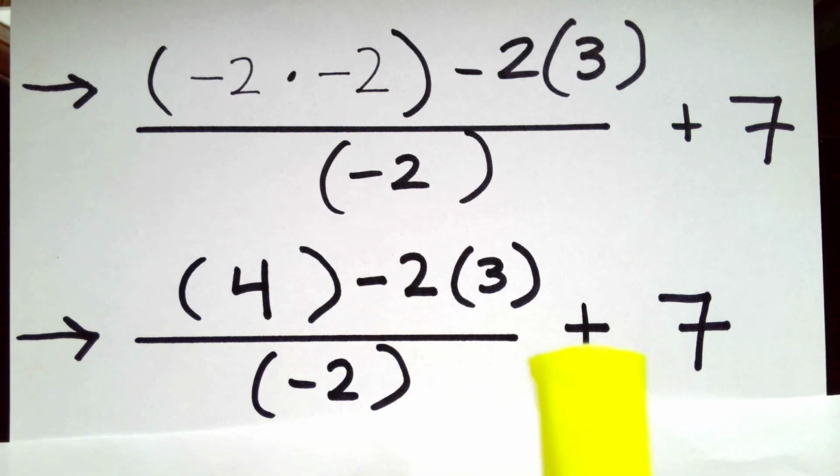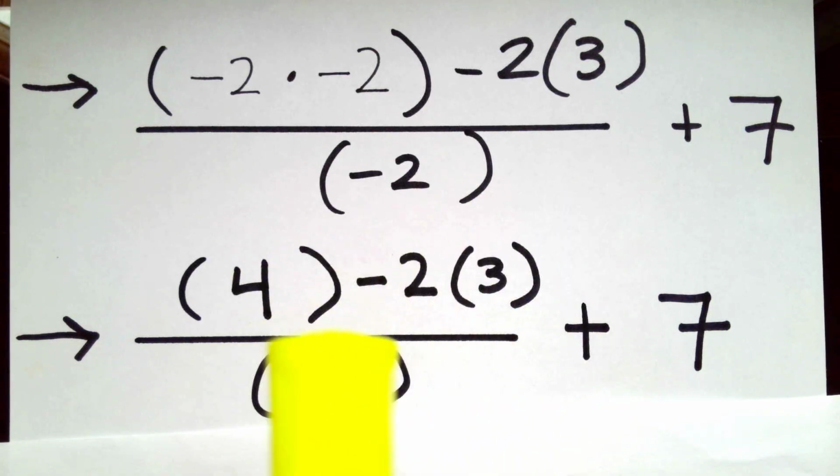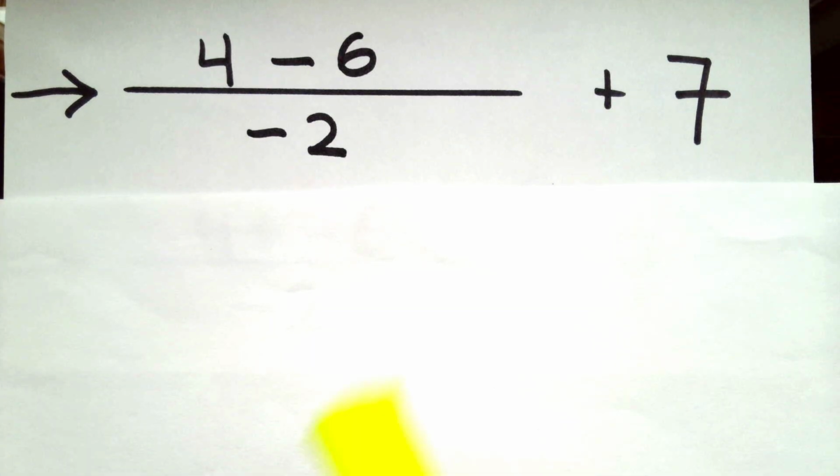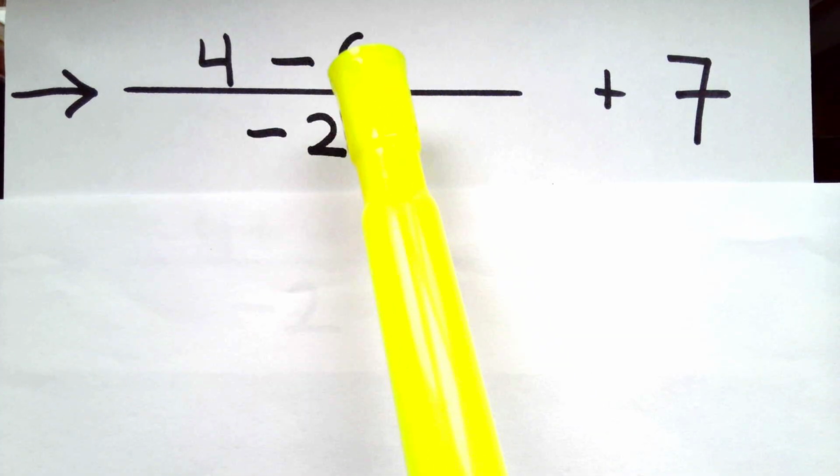Now let me ask you, in the bottom part of the fraction, is there anything inside the parentheses I can simplify? No. Any exponents? No. Can I multiply or divide in the base? No. Can I add or subtract? No. So I'm only going to simplify this one step, and then everything else I'm going to rewrite so you can see. What is -2 times +3? Okay, so -2 times +3 gives me -6.